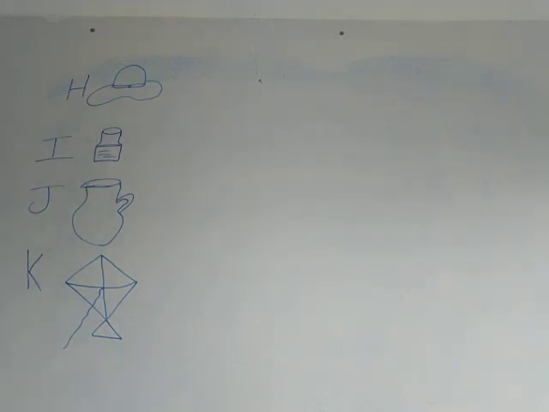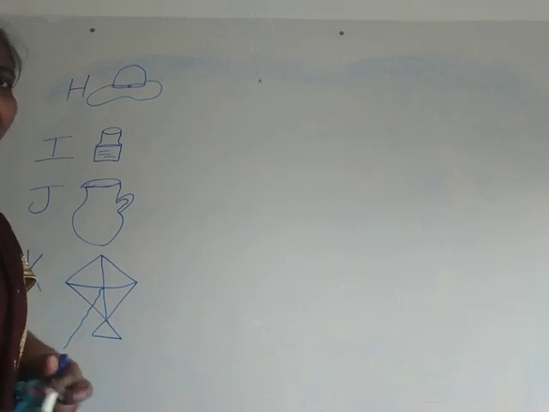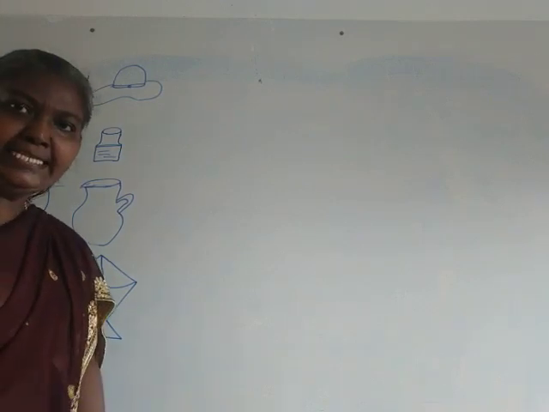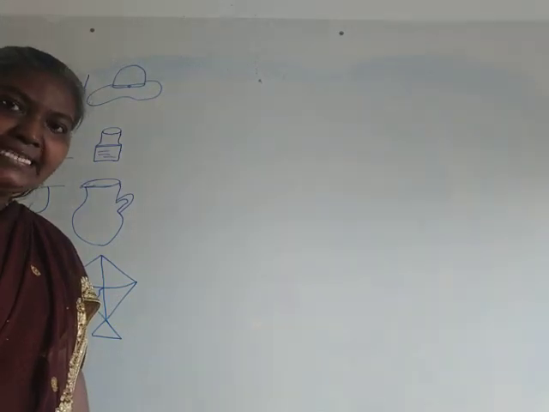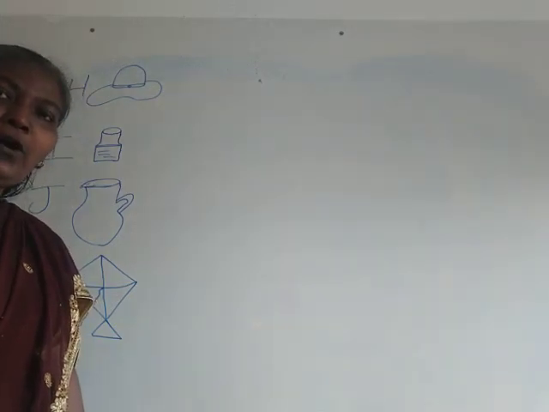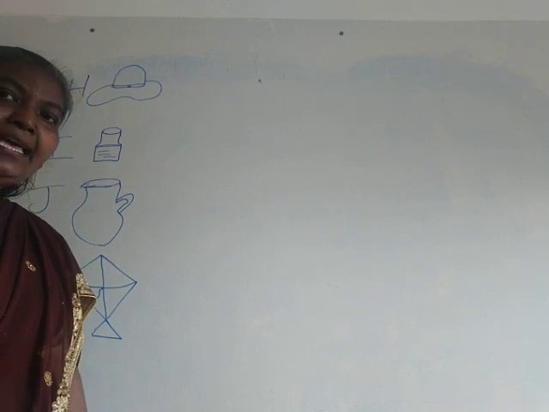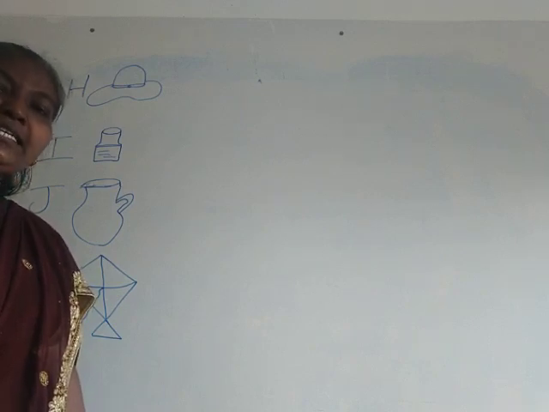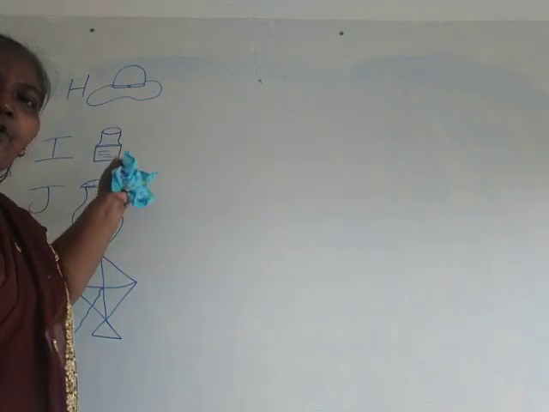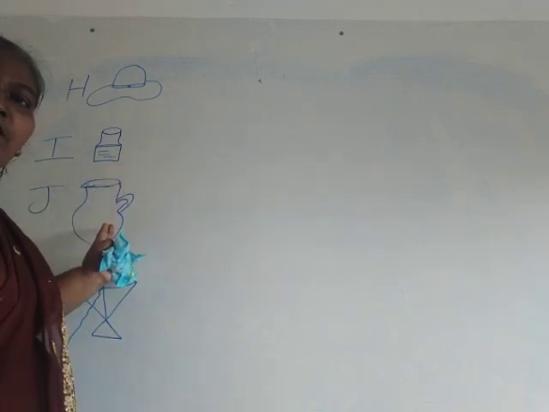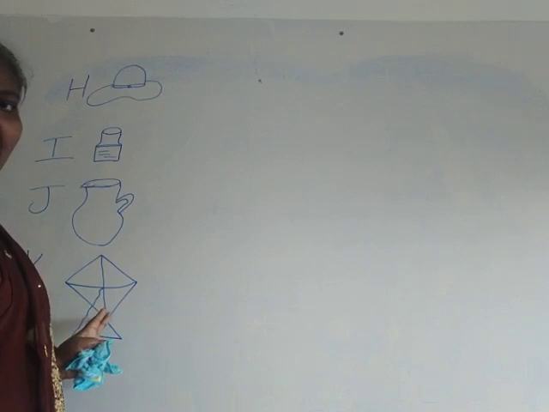Okay, children. So now we have learnt till K. And then ipo A irundhaalum poma. Let's start from A. A for ant, B for box, C for cat, D for dog, E for egg, F for fan, G for gun, H for hat, I for inkpot, J for jug, K for kite.